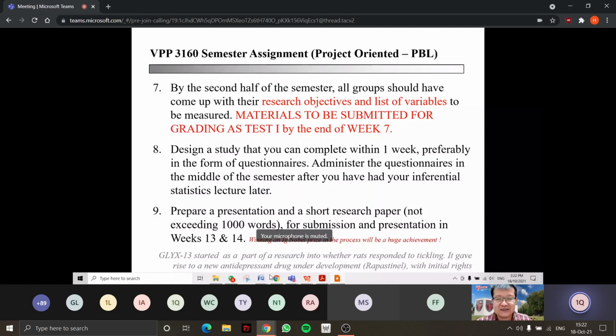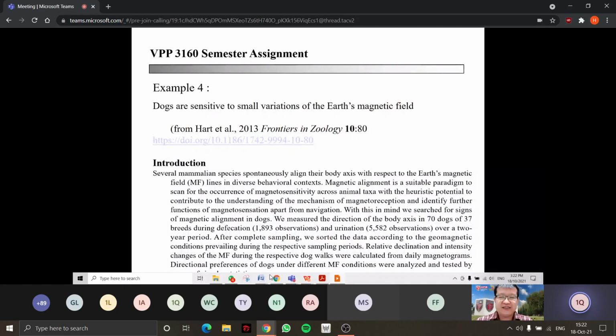Now the next example will be something that will be useful for your knowledge as well. This one was published in Frontiers in Zoology by Hart 2013, telling you dogs are sensitive to small variations of Earth's magnetic field. In fact, a lot of animals can do this. They can sense Earth's magnetic field in order to navigate themselves, particularly birds.